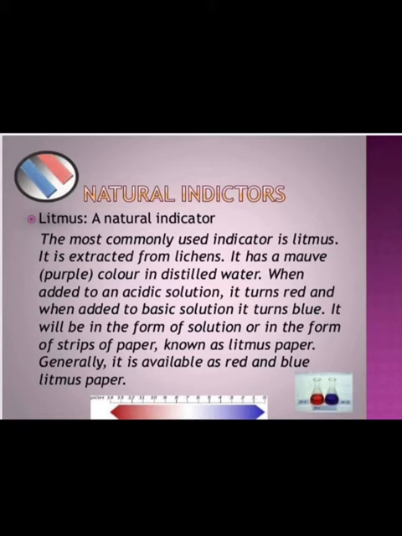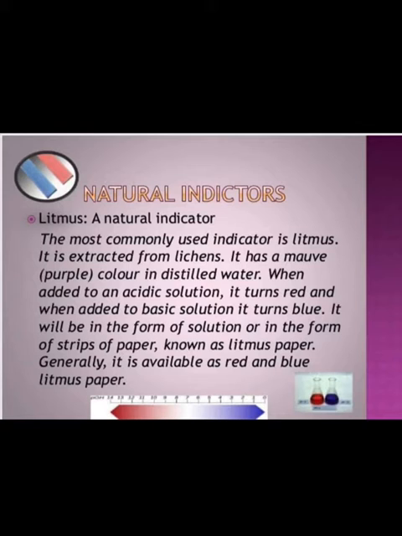Okay, indicator. What are indicators? The substances which indicate whether a substance is acidic or basic. How do these indicators behave? When they come in contact with acids or bases, these indicators change their color with respect to the acidic or basic medium. Some naturally occurring indicators are China rose, turmeric, litmus.